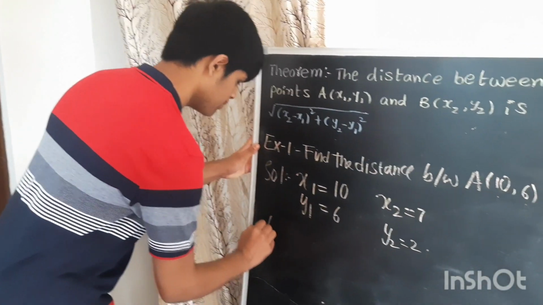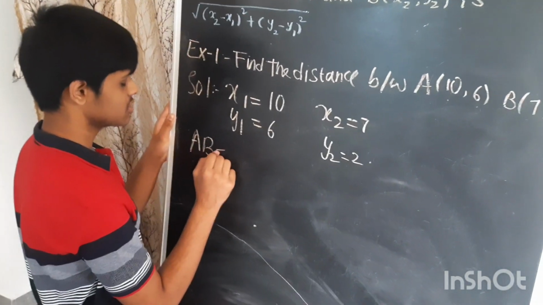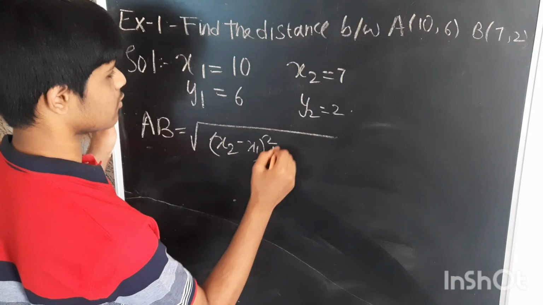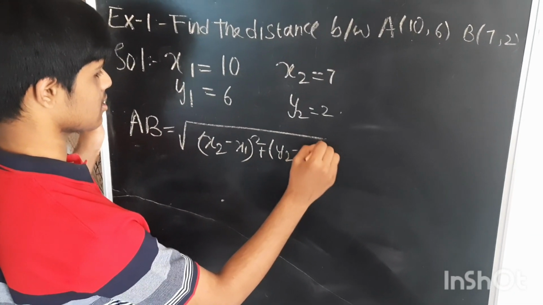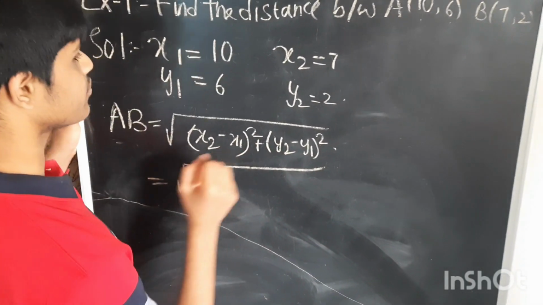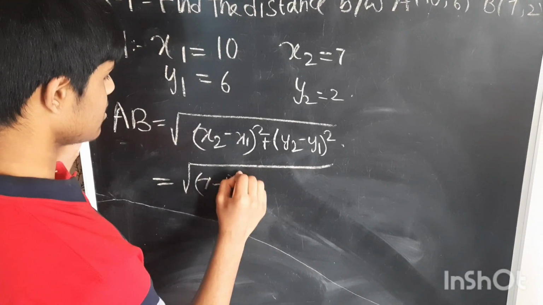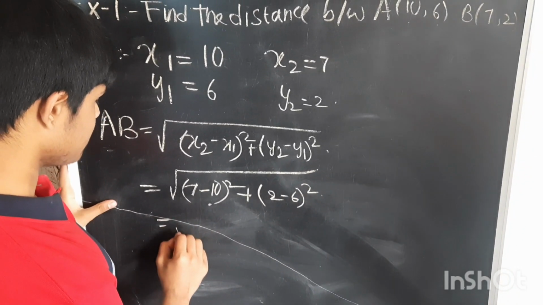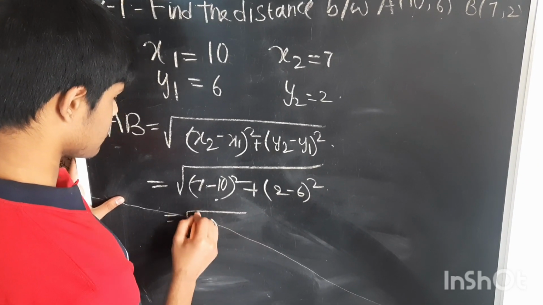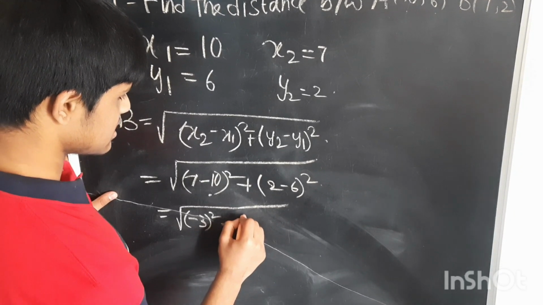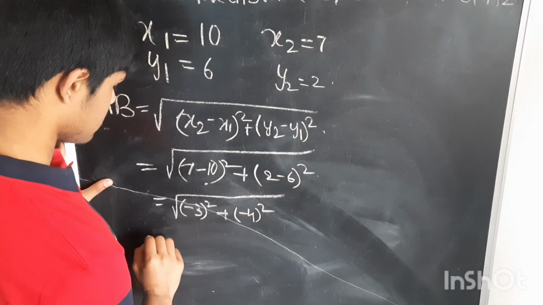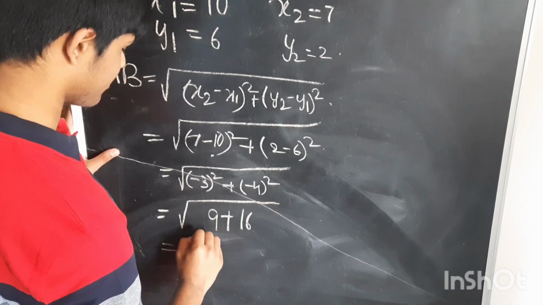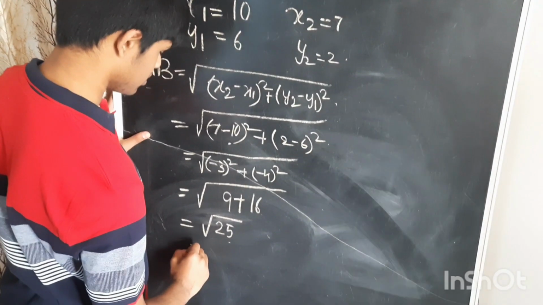Now we apply the formula. AB is equal to square root of (x2 minus x1) whole square plus (y2 minus y1) whole square, that is equal to square root of (7 minus 10) whole square plus (2 minus 6) whole square. 7 minus 10 is minus 3 whole square plus 2 minus 6 is minus 4 whole square, that is equal to square root of 9 plus 16, that is equal to square root of 25, that is equal to 5 units.